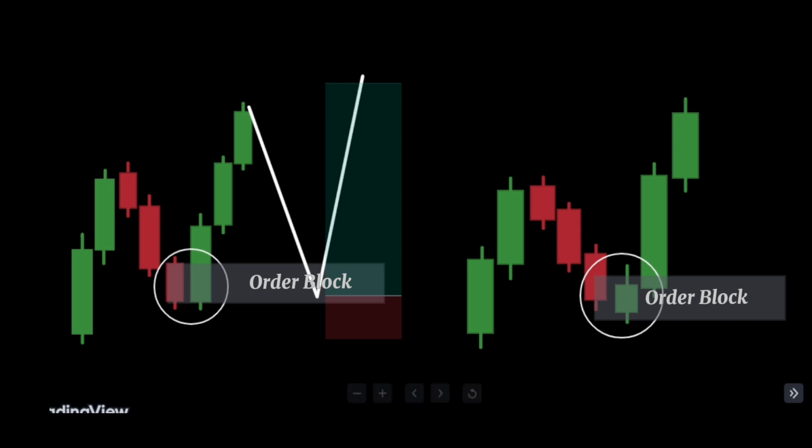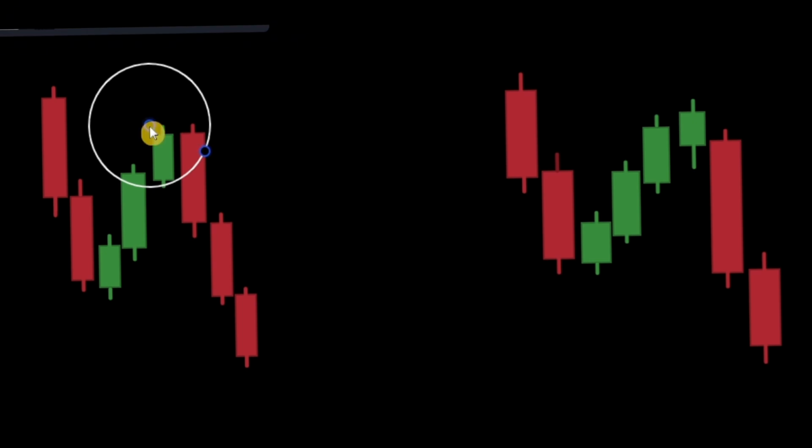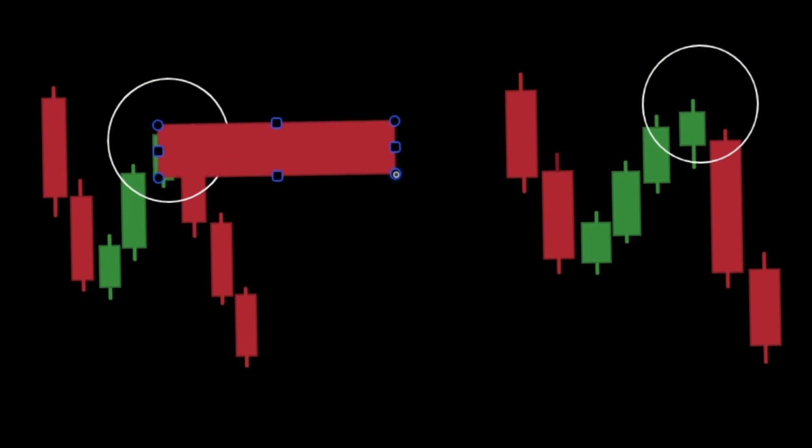Now we're going to be looking at the bearish scenario. That's the next thing we have to look at. In this particular case, we are looking at the opposite of what we looked at there. So here is our order block. Right here we have our order block, and the same thing here. Now we're going to go ahead and mark this order block.